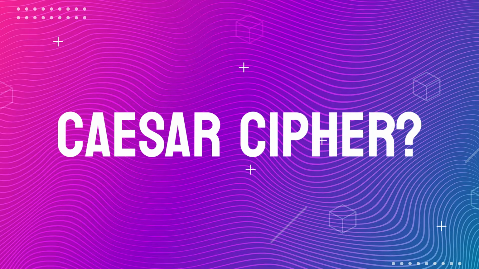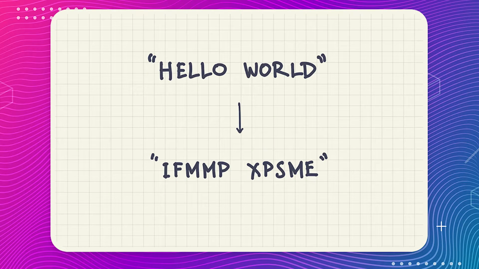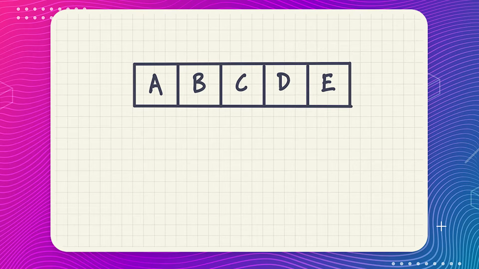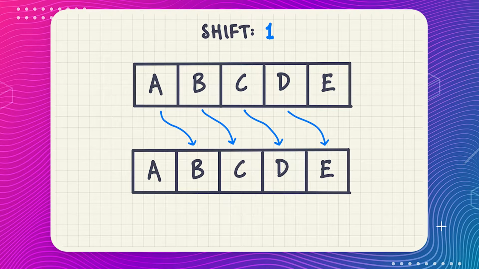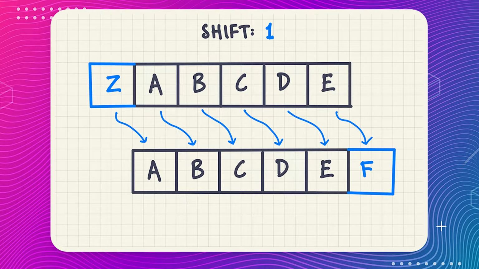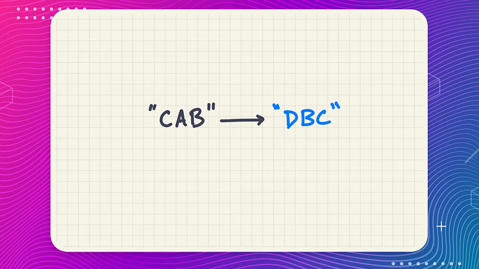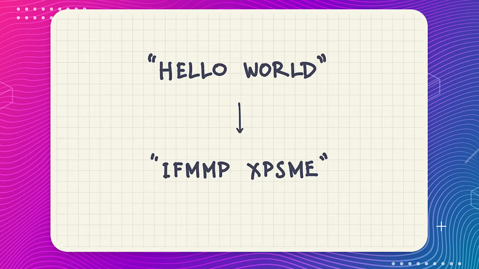Today we're building a Caesar Cipher. This is an encryption algorithm that works by shifting all the letters in a message by some fixed number. For example, consider the letters A, B, C, D, E. If we shift them by 1, then A would become B, and B would become C, and so on. Eventually, Z loops around to become A. So by applying this cipher with a shift of 1, the word cab becomes DBC. And we can apply this to any message to encrypt it.